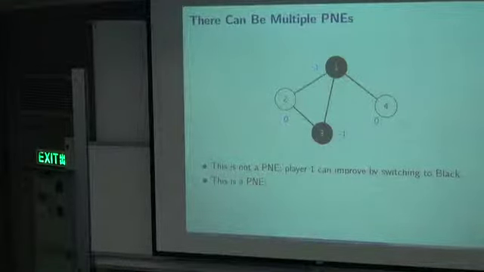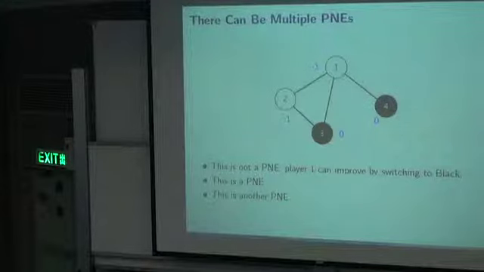Now, this is not the only one. This is also an equilibrium. If 1 doesn't change color, but 4 changes color, in this case, 3 and 4 are perfectly happy, and 1 and 2 are relatively happy, and nobody can improve.